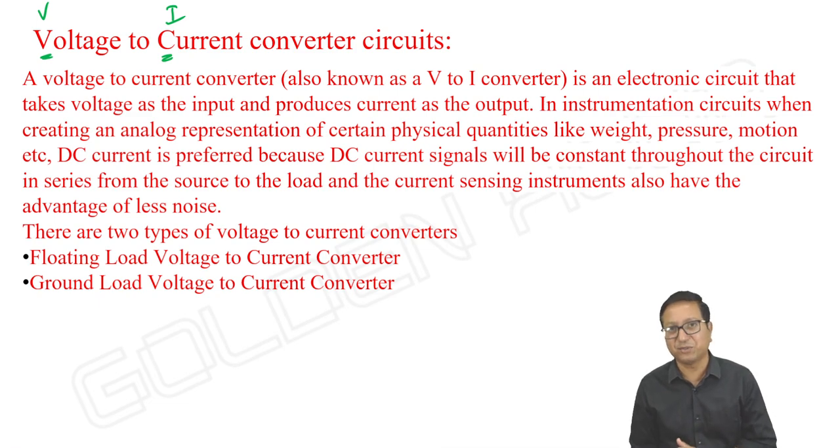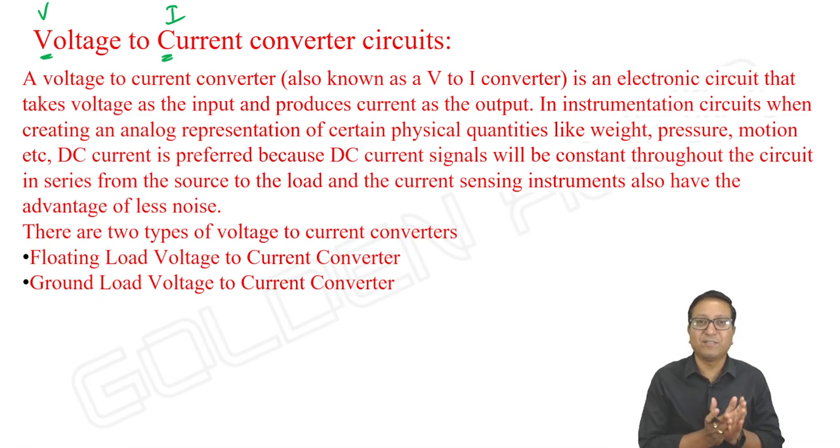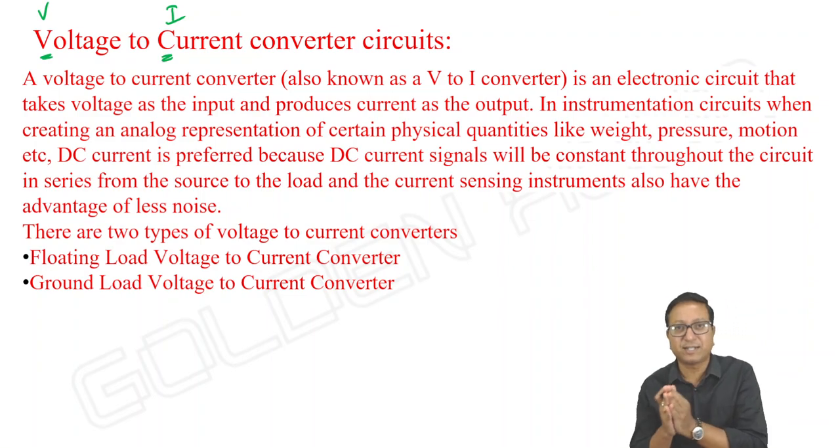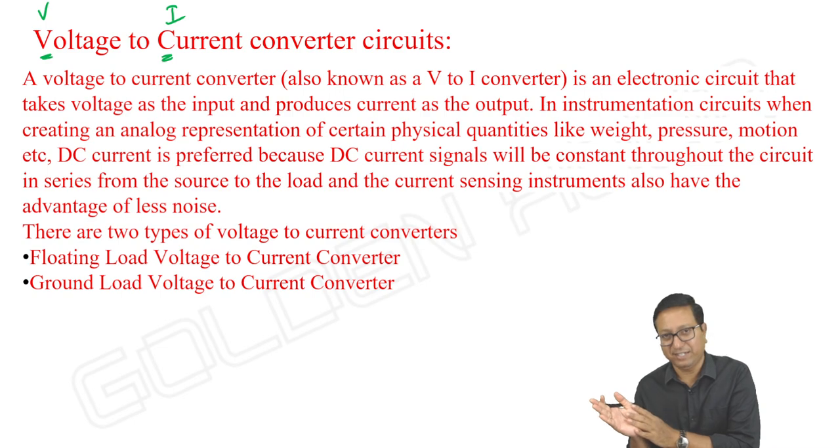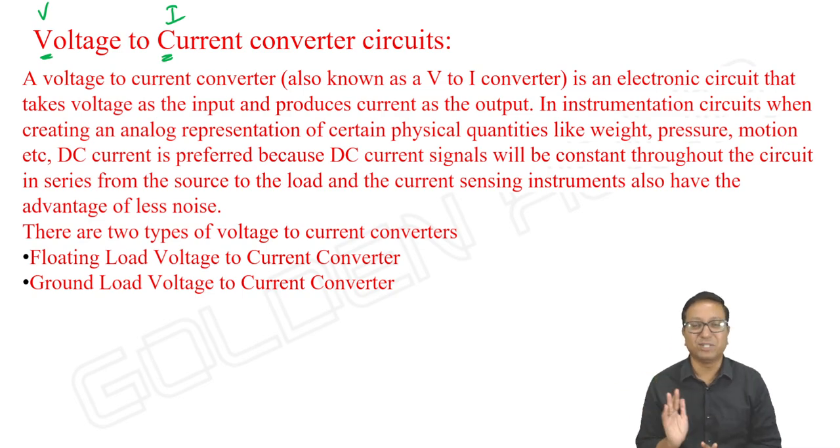Where do we use such things? Especially in transducers. In instrumentation applications, we convert some non-electrical quantity to an electrical quantity. The produced electrical quantity may be voltage or current. But if it is current, there is less noise and it can be transmitted more easily compared to voltage. In such situations, we mainly use a voltage to current converter.